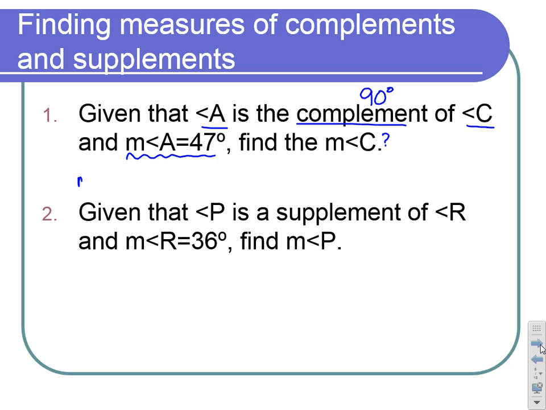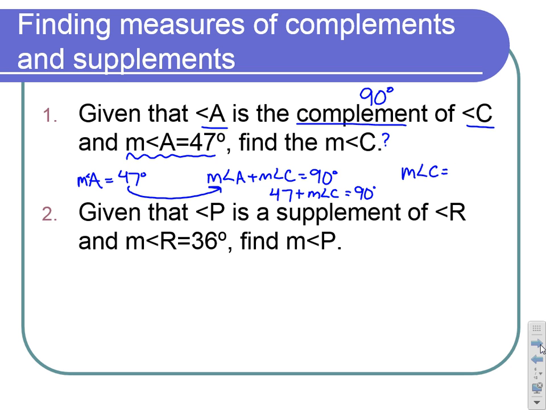So I say the measure of angle A is equal to 47. I'm just going to plug that in: the measure of angle A plus the measure of angle C is equal to 90. So 47 plus the measure of angle C is equal to 90 degrees. Then it just becomes a simple one-step problem. So 90 minus 47, so the measure of angle C is equal to 43 degrees, and that's your answer.